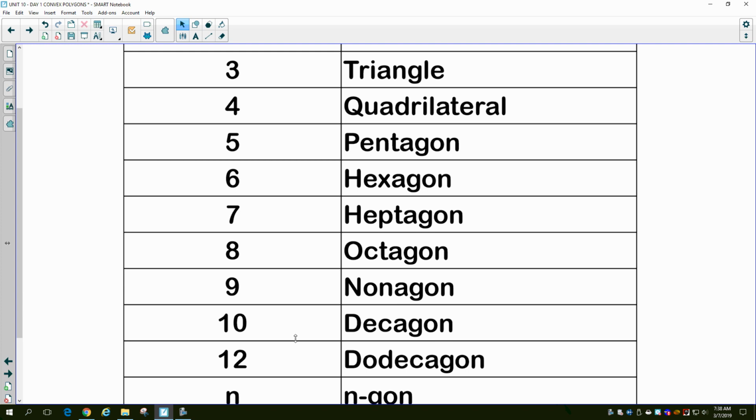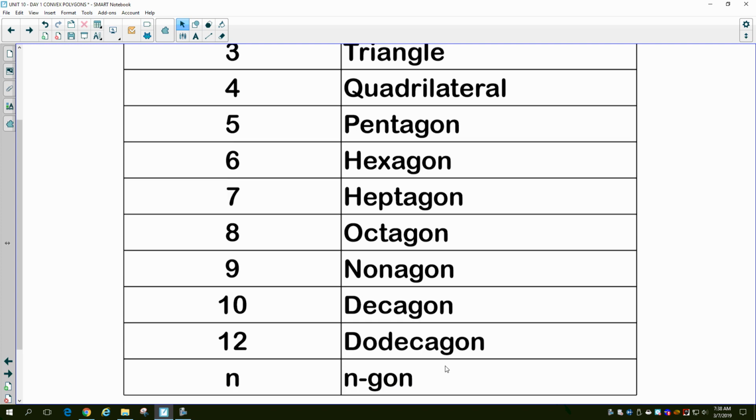These are the ones that you'll need to know the names of, and you'll need to know if I tell you how many sides it has, what its name is. If I tell you what its name is, you'll need to know how many sides it has. Most of these are ones that you're familiar with. Maybe a dodecagon, a 12-sided polygon, is new to you.